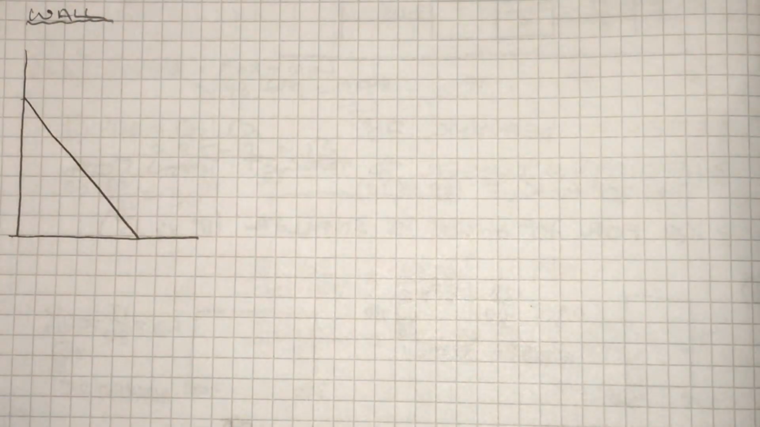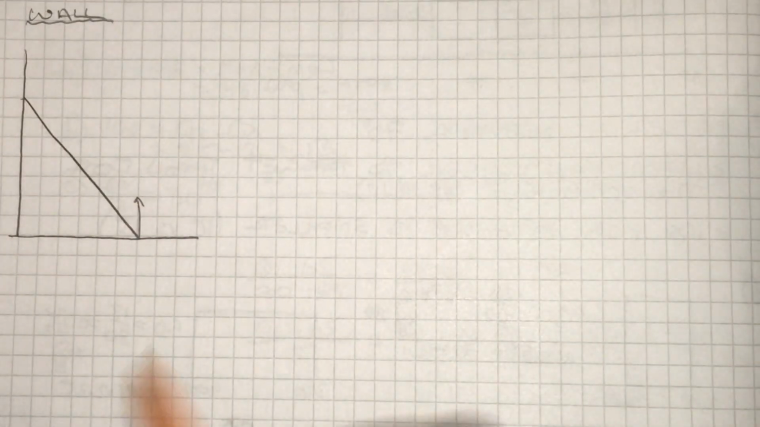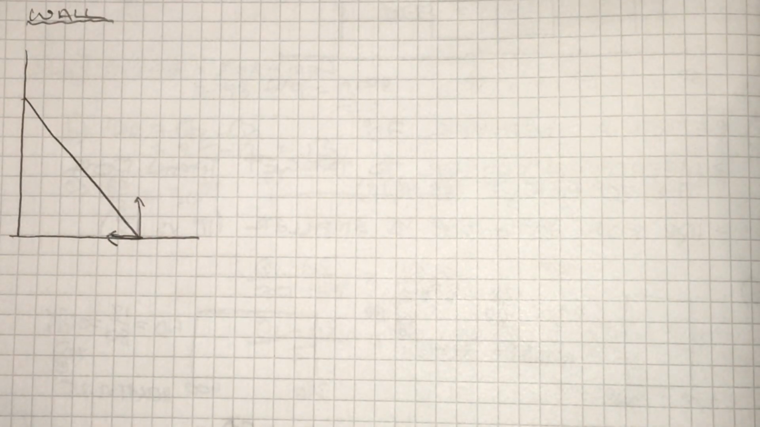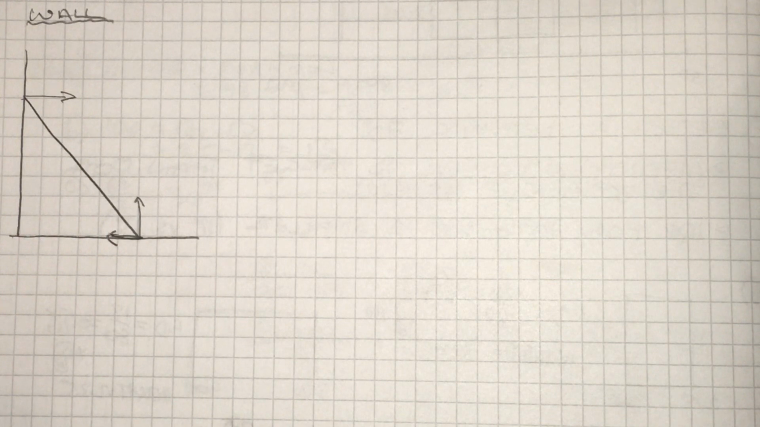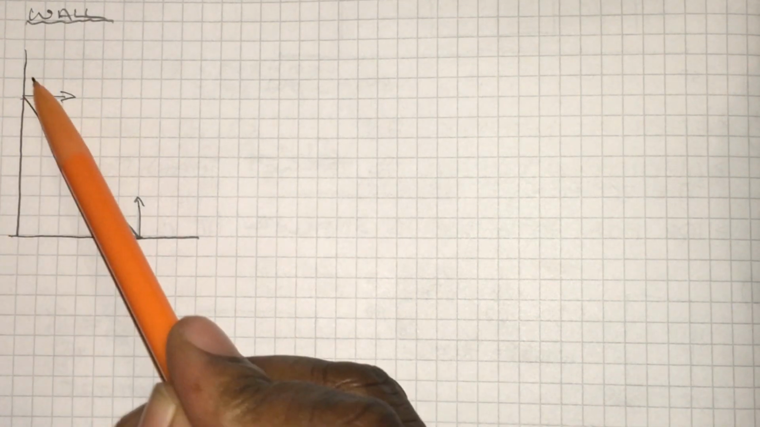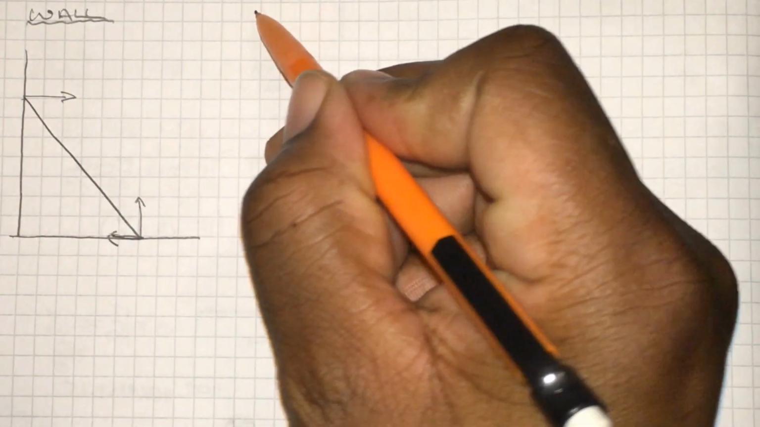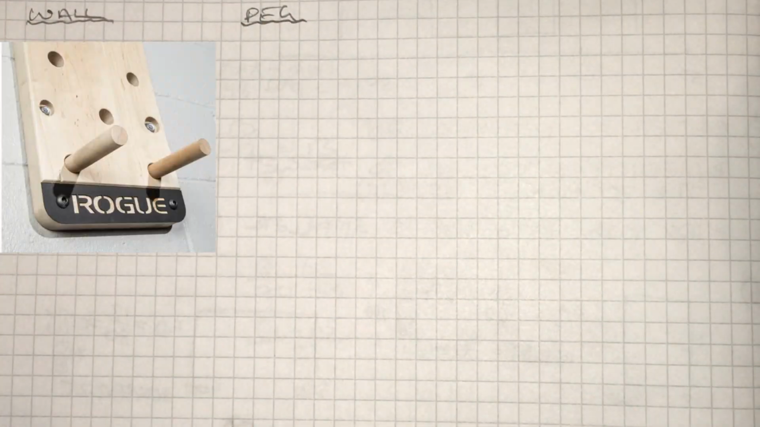The first one is a ladder resting against a wall. So just making sure we get the sketch correct. There's a reaction force perpendicular to the ground. And if it's a rough ground, there'll be a frictional force as well. There's a reaction force perpendicular to the wall. And depending whether or not the wall is smooth or rough, there may need to be an additional friction force as well.